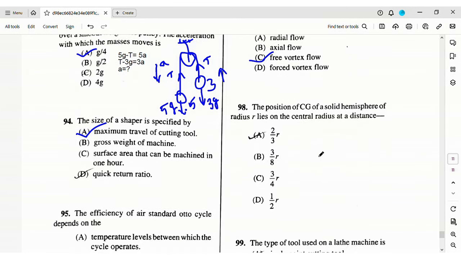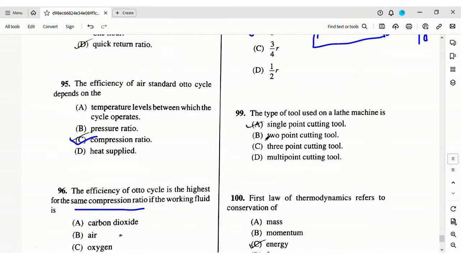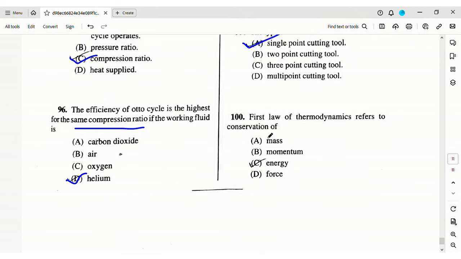The position of the CG of a solid hemisphere of radius r lies on the central radius at a distance of this amount from the base of the hemisphere, that is 3r by 8. Option B is correct. The type of tool used in a lathe machine is a single point cutting tool. The first law of thermodynamics refers to conservation of energy.